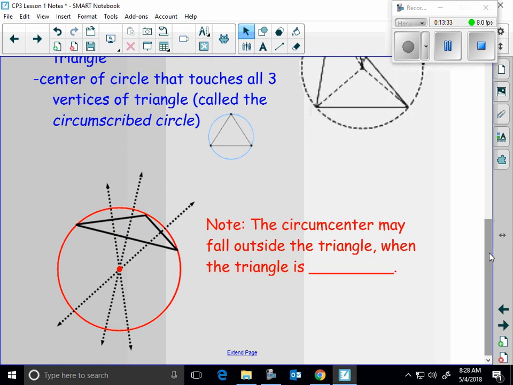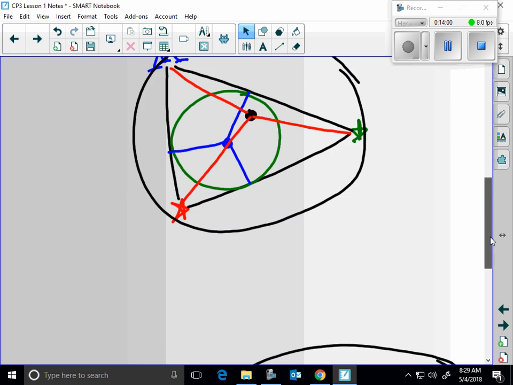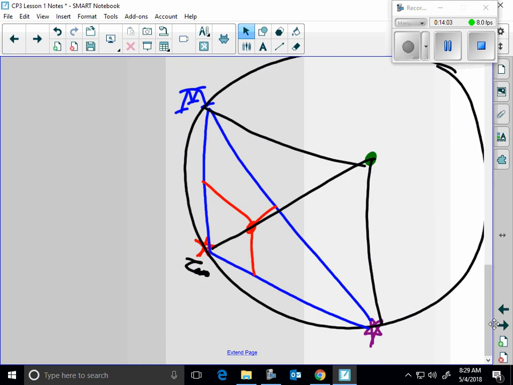Note, the circumcenter may fall outside of the triangle, like we talked about in that second example. When this triangle is what? What do we need to know about this triangle when that happens? What's true about that angle? It's bigger than what? 90. So if it's an obtuse triangle, like we saw on this slide, that blue triangle is obtuse. Therefore, the green dot fell outside of the triangle. It's still inside the circle, it's still the center of the circle, but it fell outside that triangle.